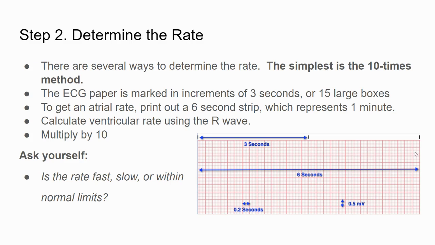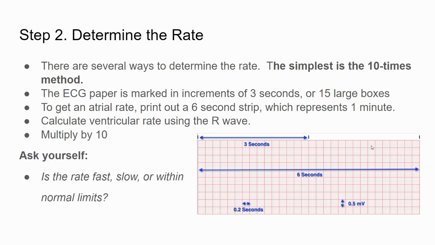And why it's easy to do a 6-second strip is because the ECG paper is marked in increments of 3 seconds. So you can see here, okay, which is 15 large boxes. Every tiny box is 0.04. So every larger box here in dark pink is 0.2 seconds. So if you have 5 of those, you will have 2, 4, 6, 8, 10. You will have 1 second. So if you have 3 times 5, 15 boxes will give you your 3 seconds. So if you have 30 large boxes, that's your 6 seconds.